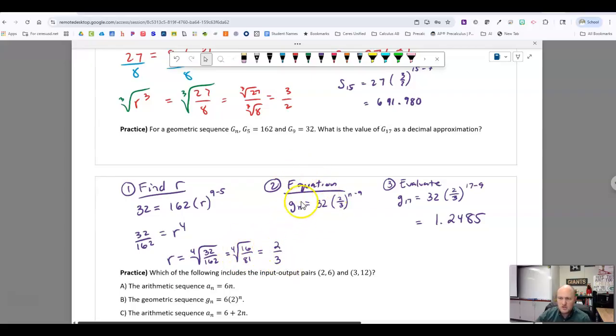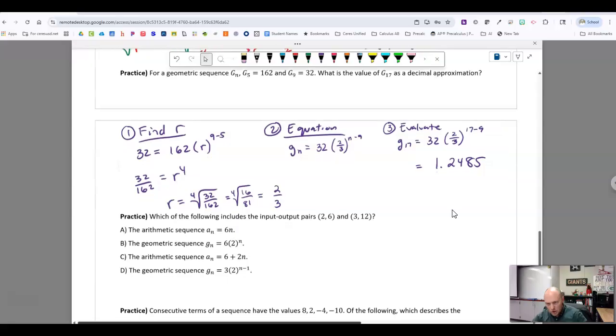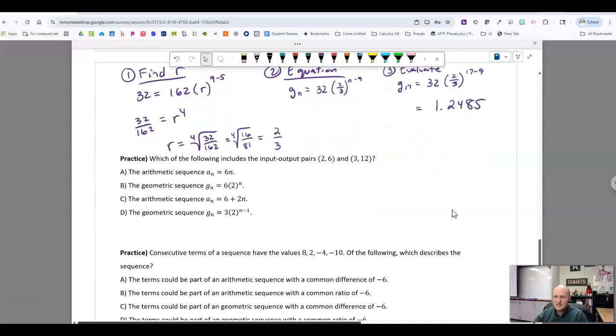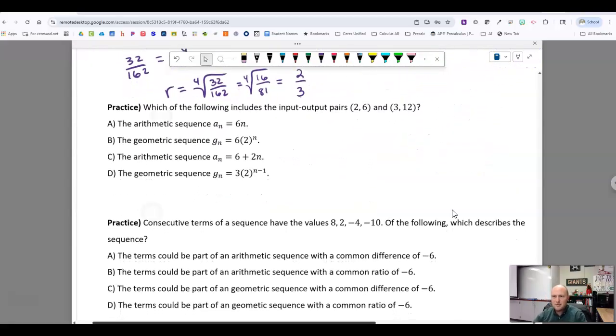So our equation is g sub n equals 32 times 2/3 to the power of n minus 9. Again, I'm subtracting 9 because I used the 9th term to start with, 32. And then I just evaluate. So I plug in 17, and your calculator should have given you 1.2485. Did you get it? Hopefully you did. Okay, some practice multiple choice questions that you could see on the AP exam.